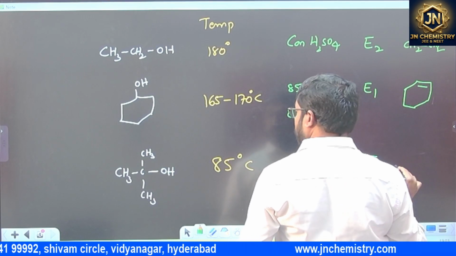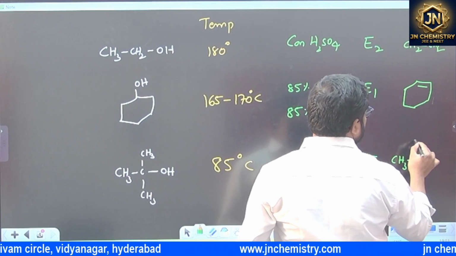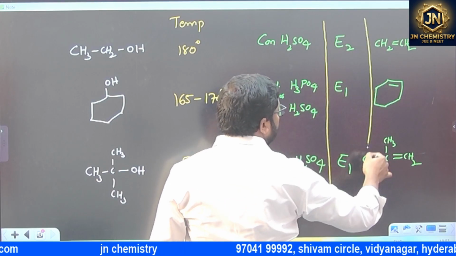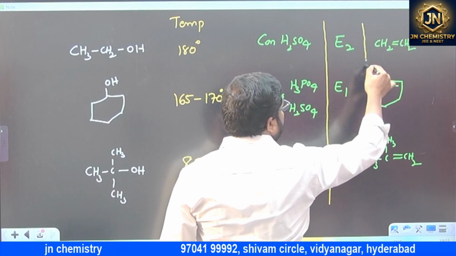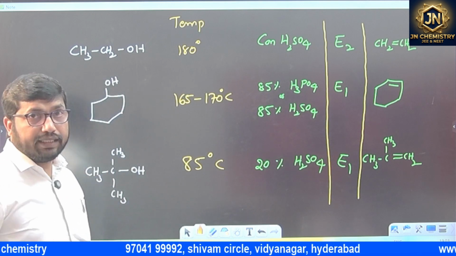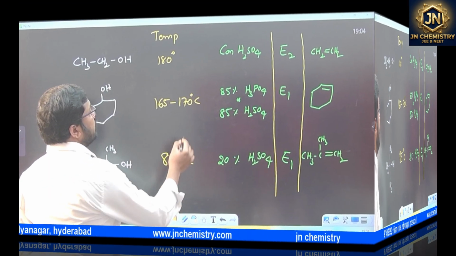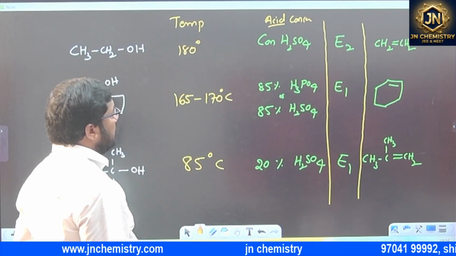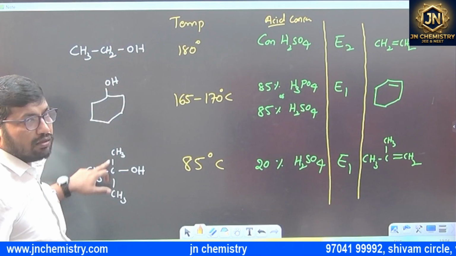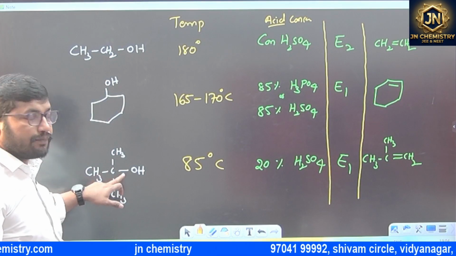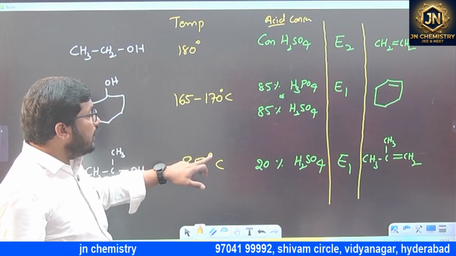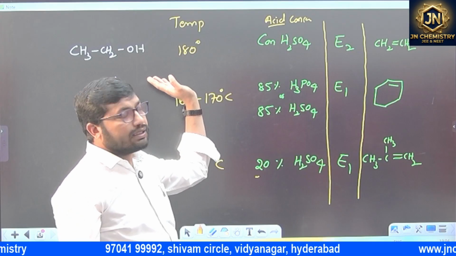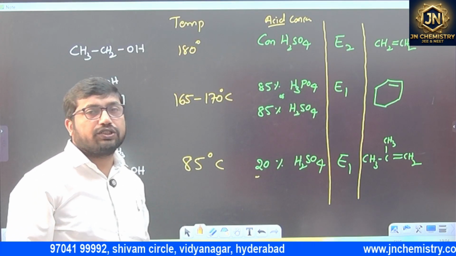This is the product, CH3CH3 double bond CH2. Elimination reactions are of 3 types: E1, E2, E1cB. Now acid concentration. When we are taking the 3 degree alcohol, what exactly happens? Lower temperatures are favorable and lower concentration is enough. Whereas in the case of 1 degree alcohol, high temperatures are needed and a higher concentration of H2SO4 is required.